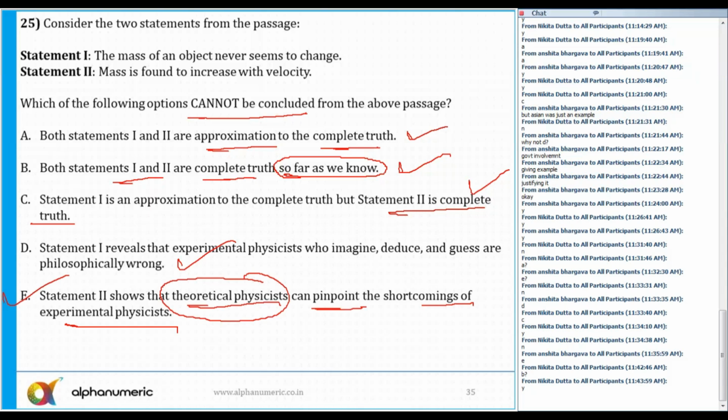We have no information whether theoretical physicists can pinpoint the shortcomings of experimental physicists or not. We just know that theoretical physicists first imagine and then they experiment, whereas experimental physicists first experiment and then imagine. That is the only difference. So I think we cannot make any conclusion about these. All the others, we can say whether they are true or false.